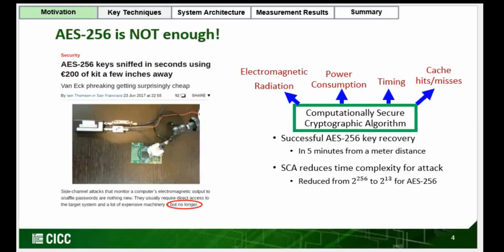Mathematically secured cryptographic algorithms leak critical information in terms of electromagnetic radiation, power consumption, timing, cache hits and misses, etc. Side channel analysis attacks have reduced the time complexity of an attack on AES-256 from the order of 2 to the power 256 to the order of 2 to the power 13, and have made it practically possible. Recently, hackers have shown that AES-256 key recovery is possible within just 5 minutes, even from a meter distance.